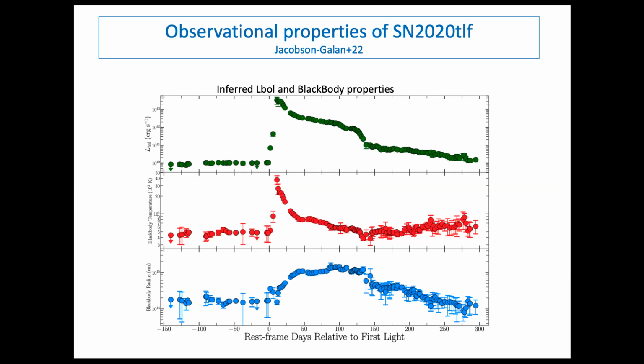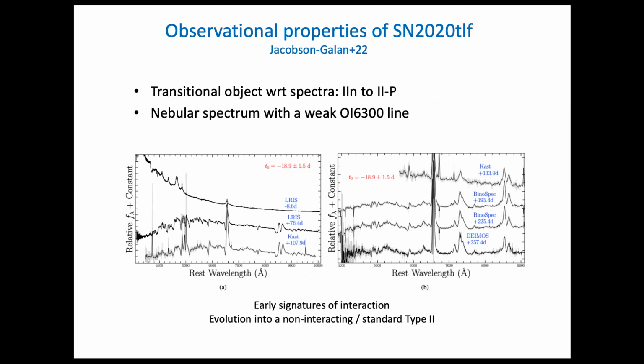Do you have any estimation of the total matter in this? Yeah, so this comes next. The spectral evolution of this object is similar to what we've seen earlier. You have these narrow lines.